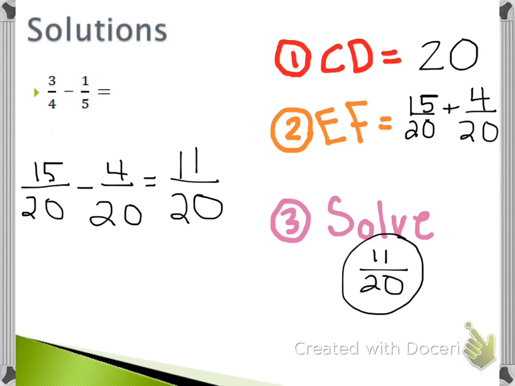So hopefully you were able to get a better understanding of how we can add and subtract fractions with unlike denominators using 3 easy steps. And in our next video, I want to show you guys another way that you can add and subtract fractions with unlike denominators, and that's called the butterfly method.